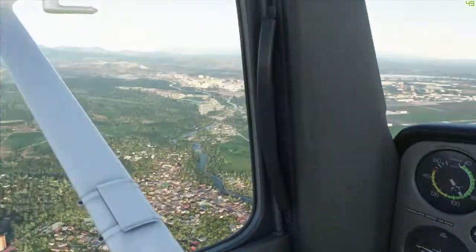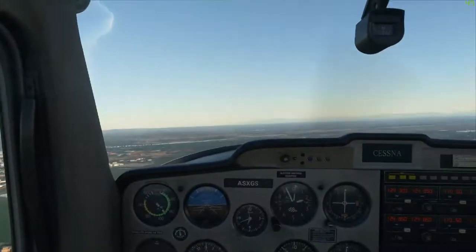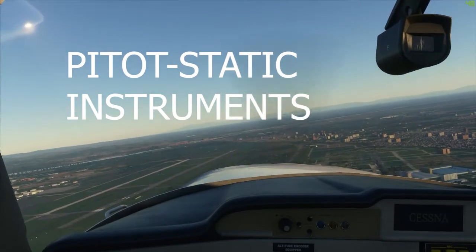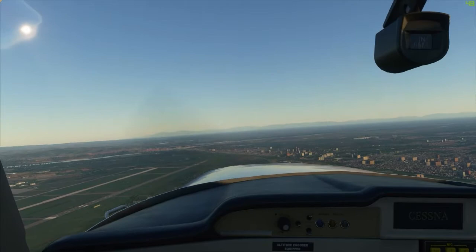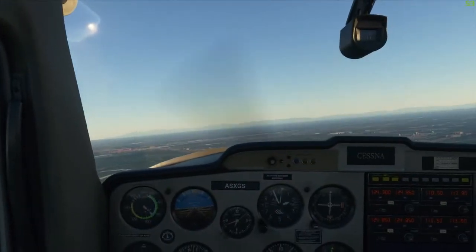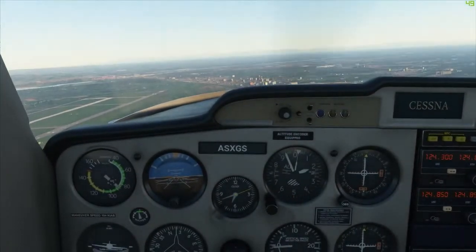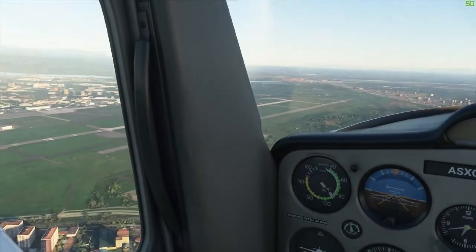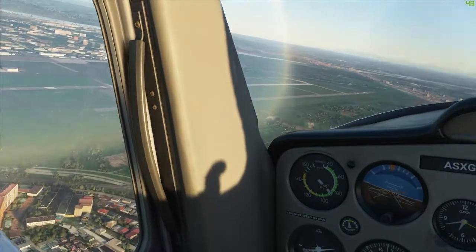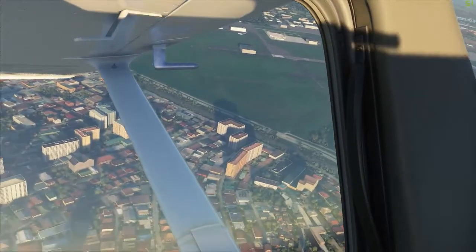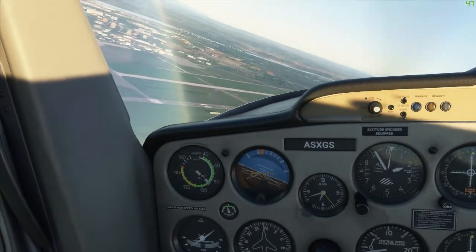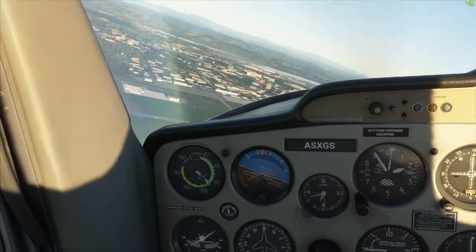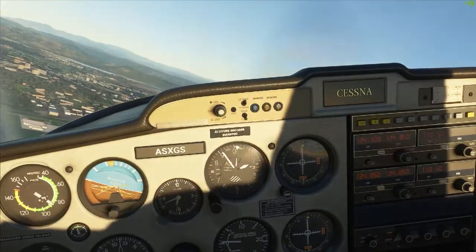The vertical speed indicator, the airspeed indicator, and the altimeter are what we call the pitot-static instruments. All of these instruments use the pitot-static system in order for them to show their respective readings. A blocked pitot tube is a pitot-static problem that will only affect airspeed indicators. A blocked static port is a more serious situation because it affects all pitot-static instruments. One of the most common causes of a blocked static port is airframe icing.